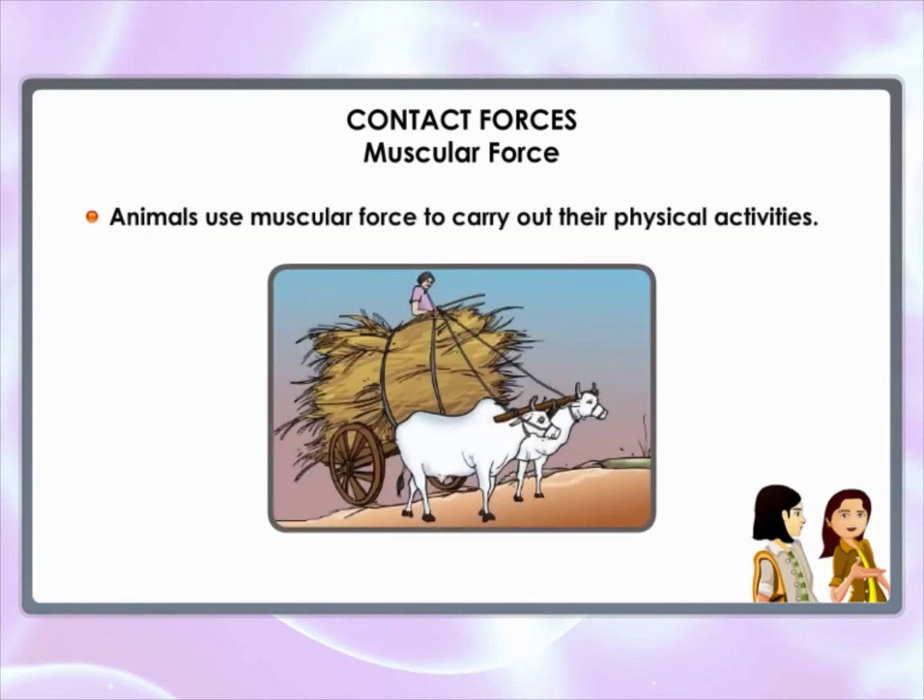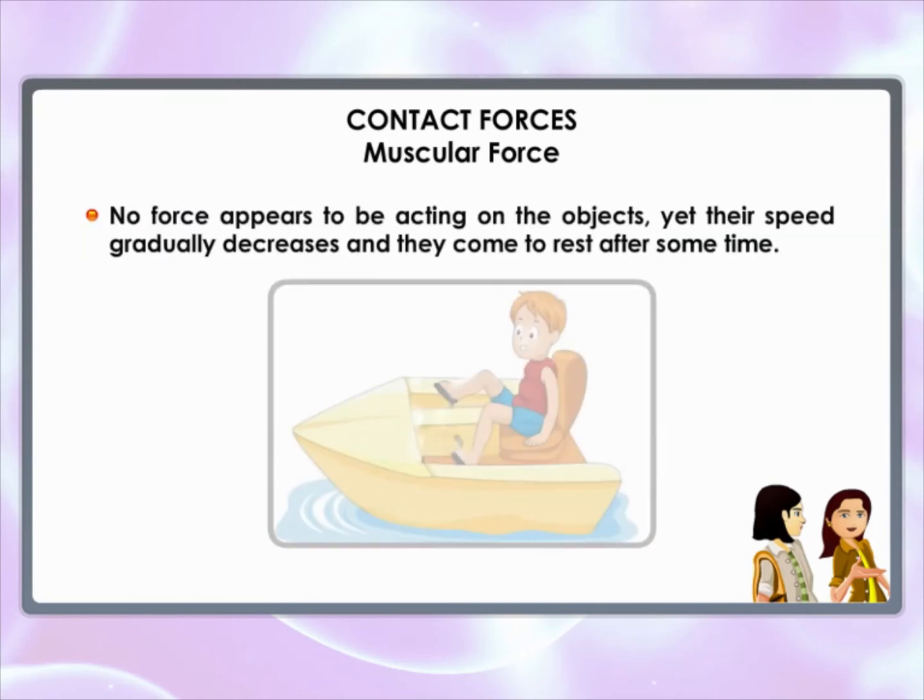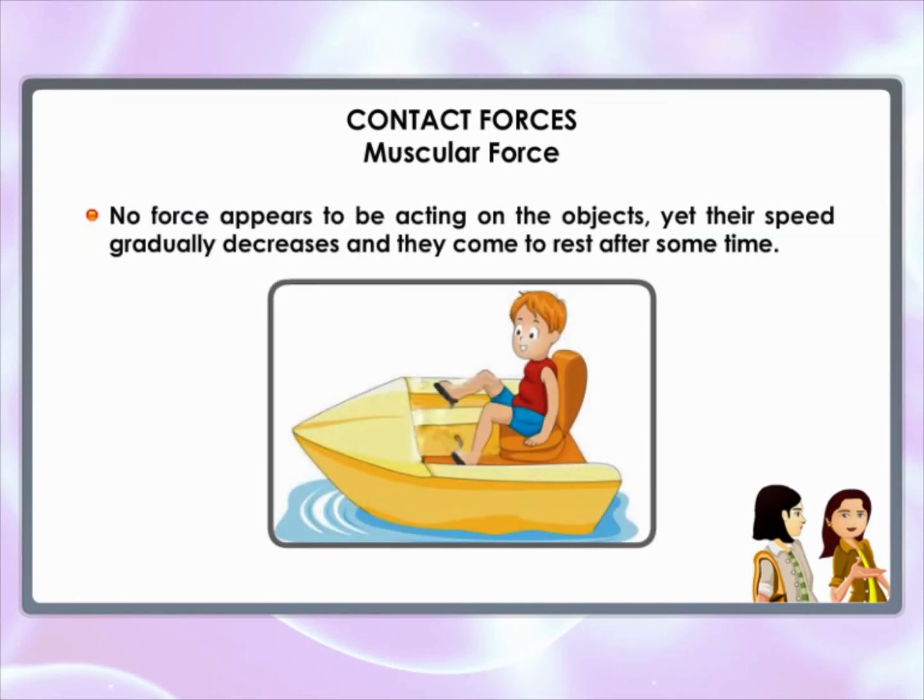Animals also make use of muscular force to carry out their physical activities and other tasks. Animals like bullocks, horses, donkeys, and camels are used to perform various tasks for us. In performing these tasks, they use muscular force. Since muscular force can be applied only when it is in contact with an object, it is also called a contact force. Let us know about other types of contact forces.